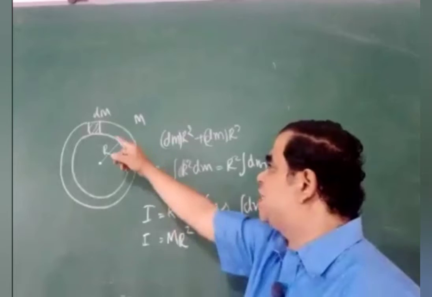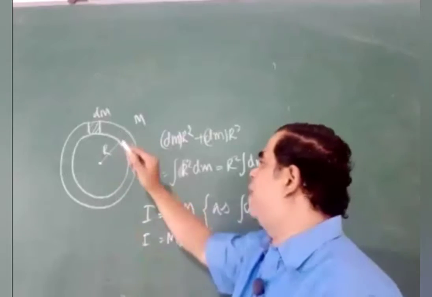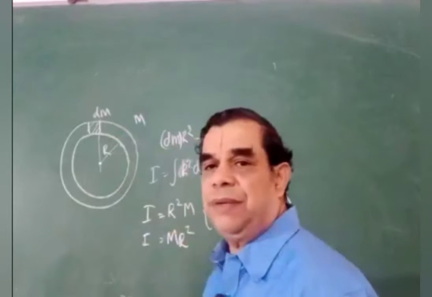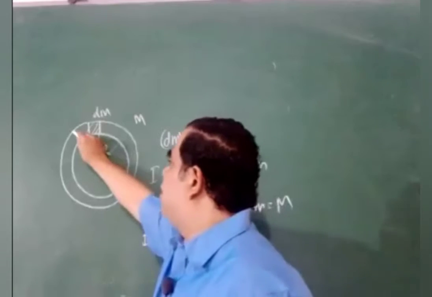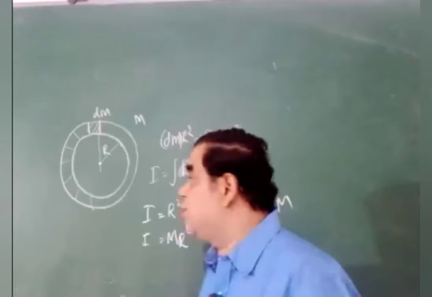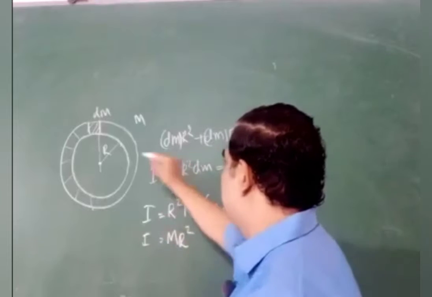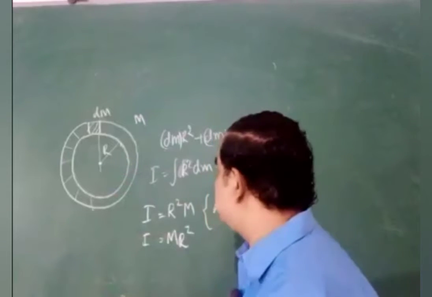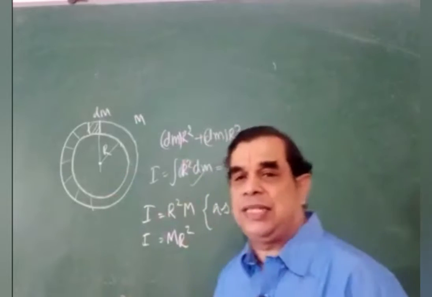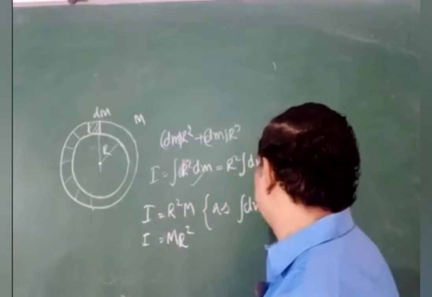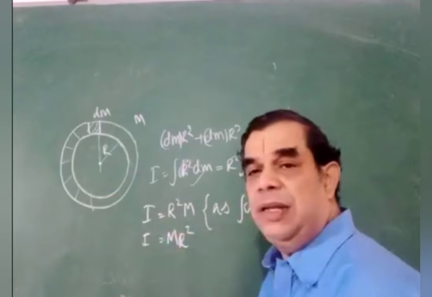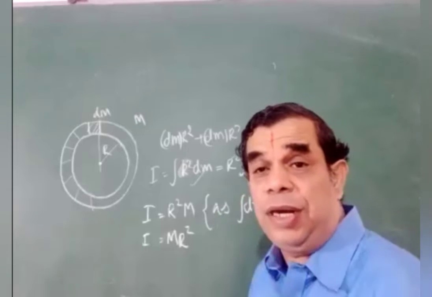For that, we consider a small portion of the ring of mass dm. I have written the moment of inertia of this dm as dm into r square. Then we can imagine many such dm's in the ring. So we have to add them. As it is a continuous distribution of mass, instead of adding, we do integration. And r square is constant, you take it out, you get integral of dm. But you know, integral of dm is m, so m r square is the formula for moment of inertia.